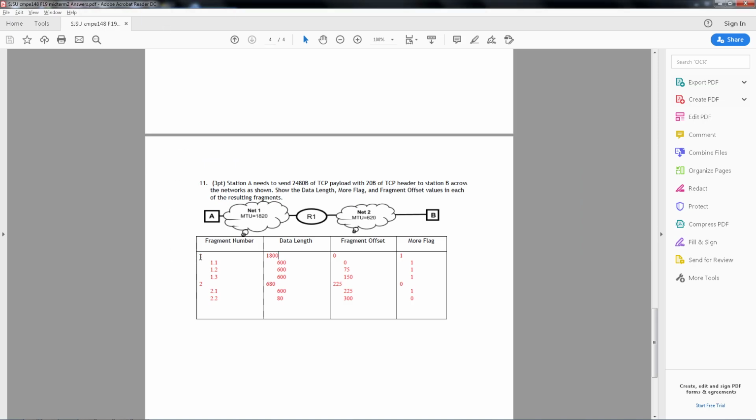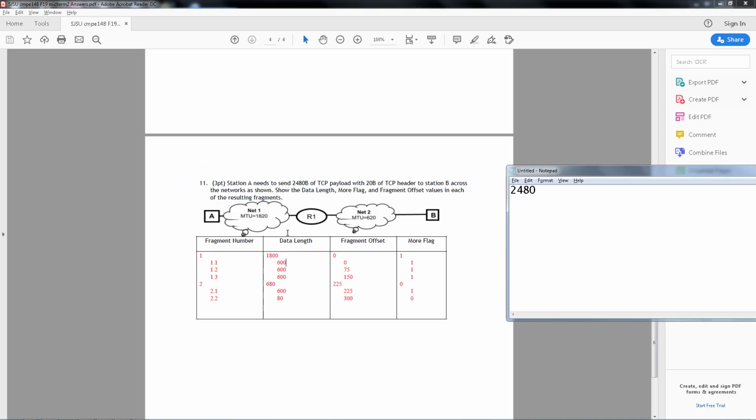So fragment 1 has a data length, or a payload, of 1800, right? And please don't get confused about what data length is. This is not total length. If I ask for total length, then it would be 1820. But as always, I ask for data length because I want to see if you can tell me how much payload data is inside your packet. It's very simple and it's the easiest thing to miss. So please do not put total length.